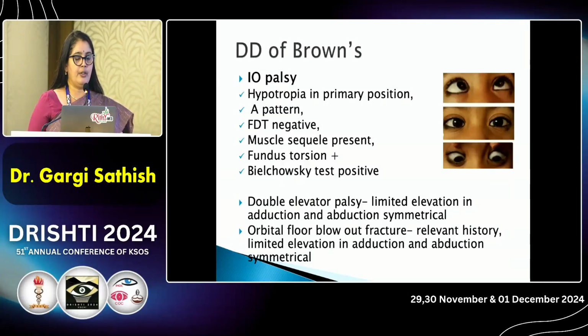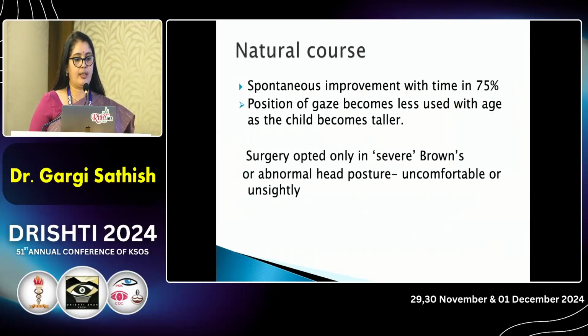The DDs are inferior oblique palsy, where you get an A pattern. FDT will be negative, sequelae will be present, Bielschowsky will be positive, and double elevator palsy, where in abduction also elevation is going to be restricted.